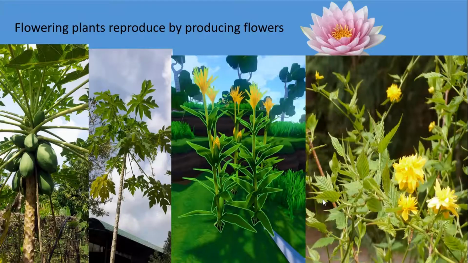Now, let us look at flowering plants, or plants that reproduce by producing flowers. Here are some of the examples. Which is the first plant here? Pawpaw. This is a pawpaw plant. A pawpaw plant is a very unique plant in that it has two different plants. One plant is a male pawpaw while the other one is a female.